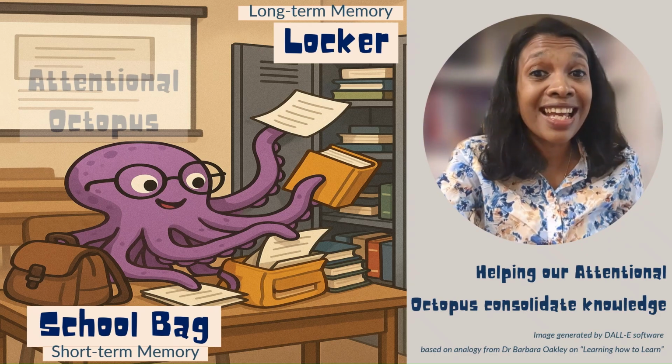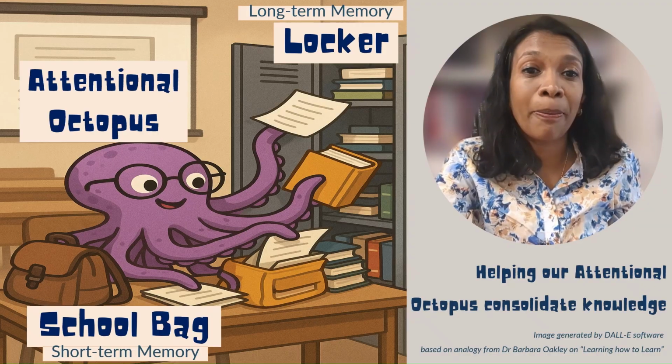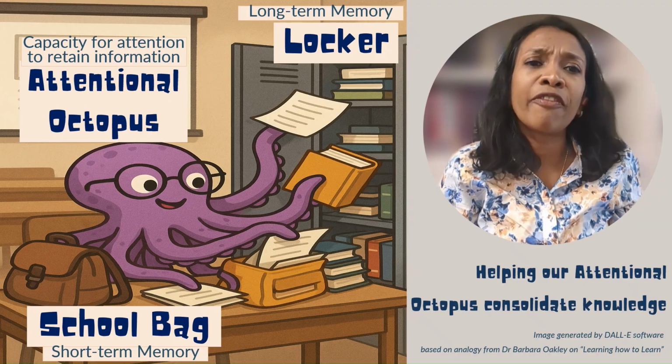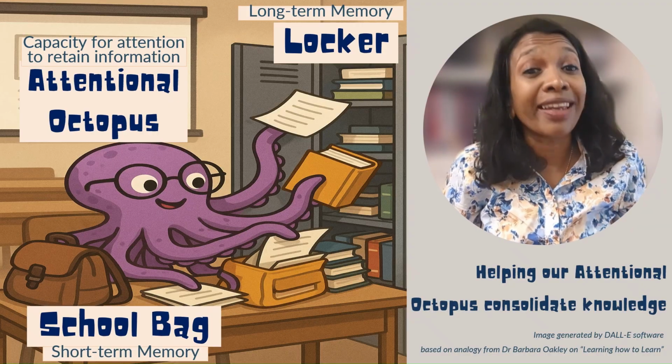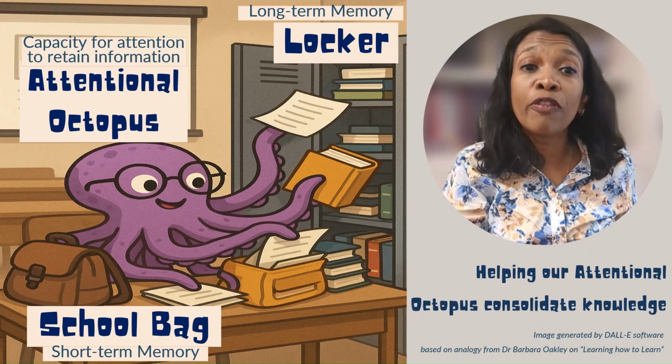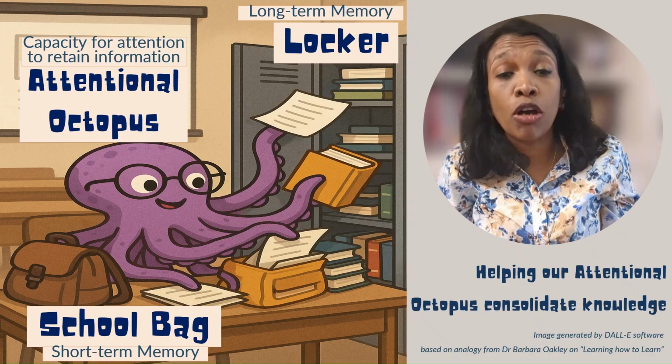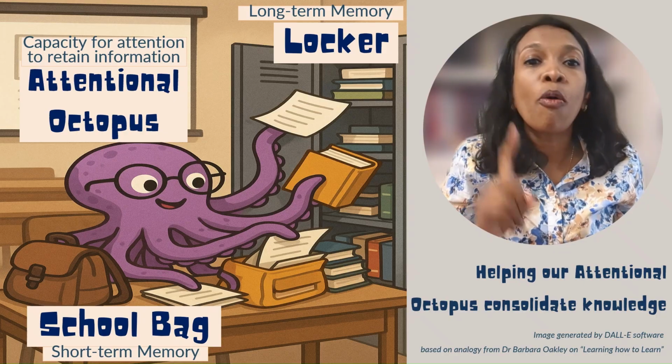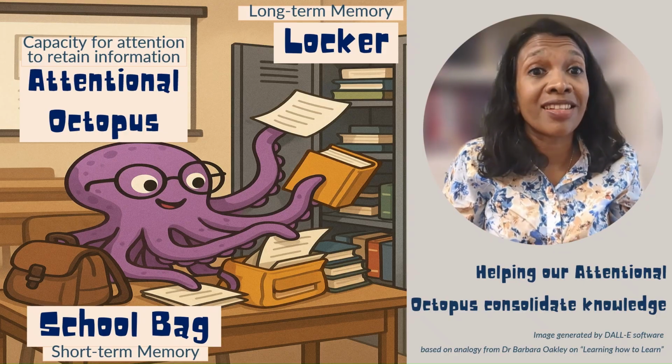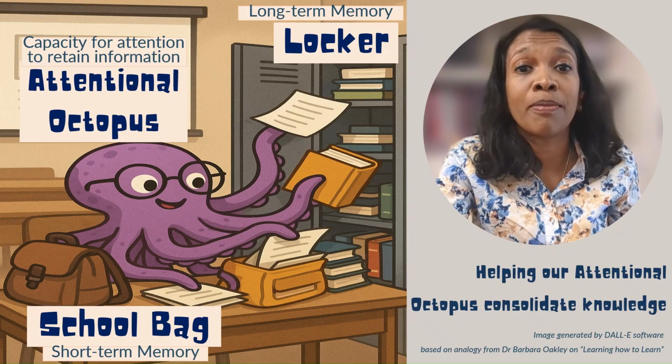Next, we have the attentional octopus that refers to our capacity to hold on to ideas and facts in the working memory. Now, we can help our attentional octopus move the information learned into the locker by recalling, repeating, or rectifying the learned knowledge, and this retains that knowledge in the long-term memory.